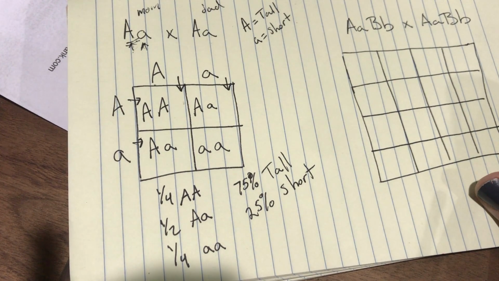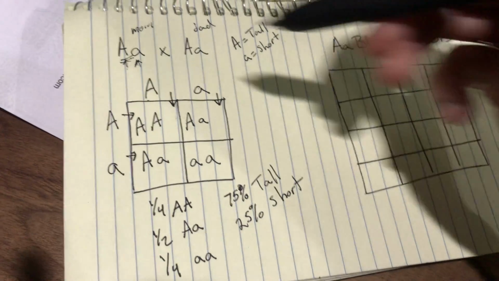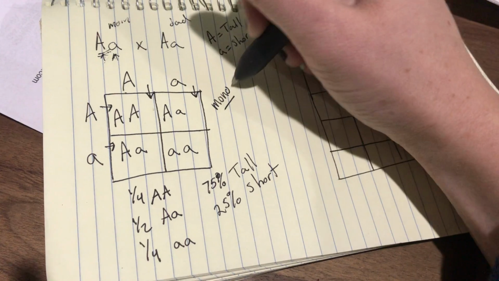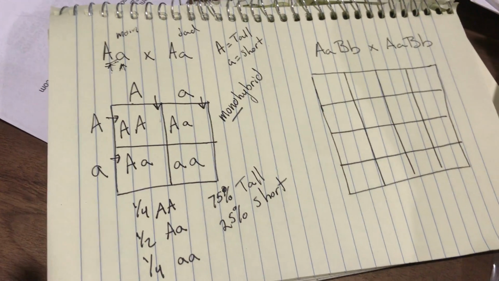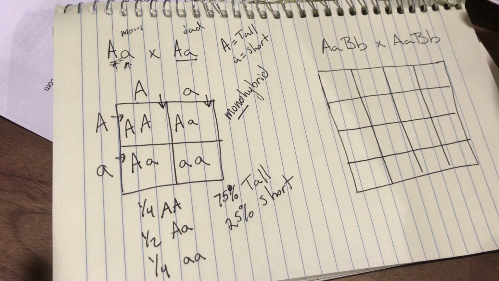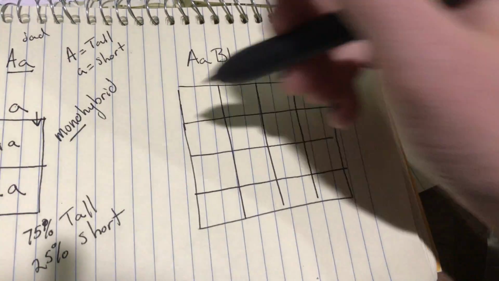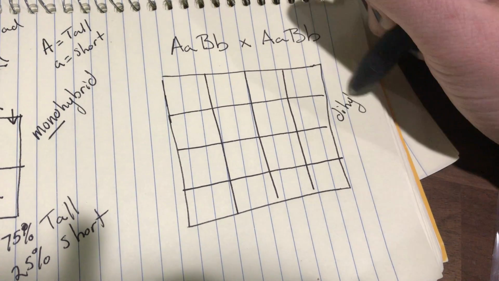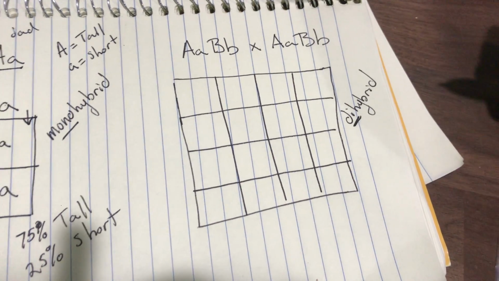So a little bit more complicated is when you have a dihybrid cross. So the one we just did is called a monohybrid cross, mono meaning one, so that is only one trait that we are testing for. Now if you look at a dihybrid cross, I'll write it over here, dihybrid cross, di meaning two.